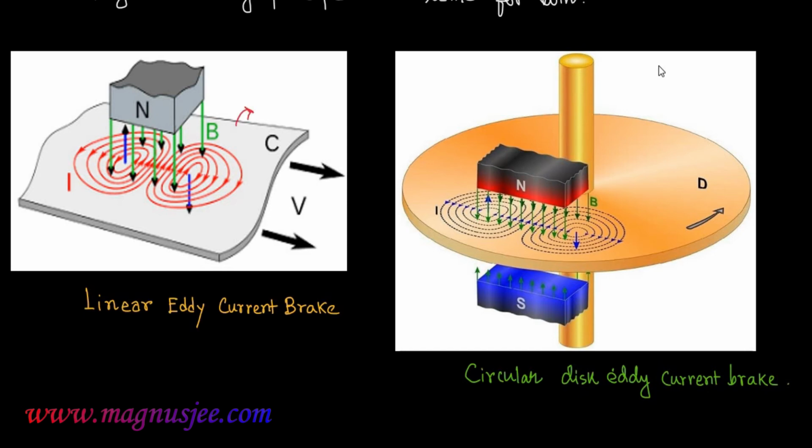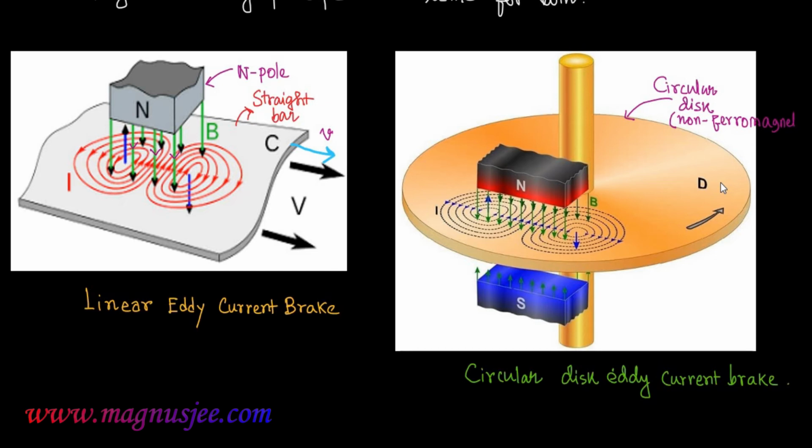On the left hand side, this is a straight bar which is moved with velocity v towards the right, and a north pole is placed above the straight long bar. In this case, the magnetic field generated from the north pole will be acting vertically downwards. Magnetic field B, due to this north pole, is acting on the straight bar vertically downwards. On the right hand side, we have a circular disc which rotates about its own axis or axle.